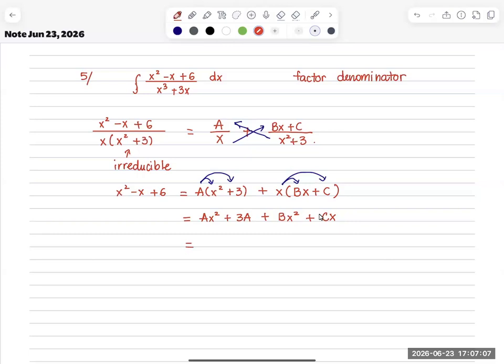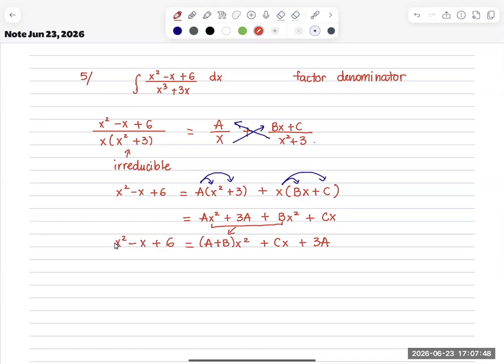The like terms are the A and B terms. So for A and B, I'm going to combine like terms by taking A plus B times x squared. Then I have Cx and 3A. The expression on the right hand side must equal the expression on the left hand side. That means their coefficients must be the same in order for these two expressions to be equal, so we set the coefficients equal to each other.